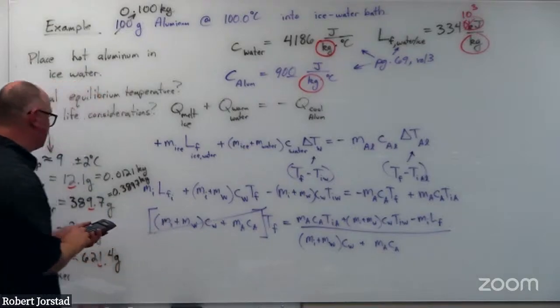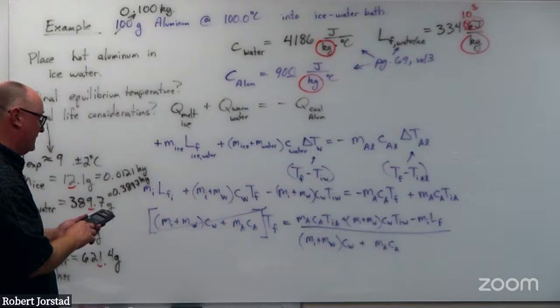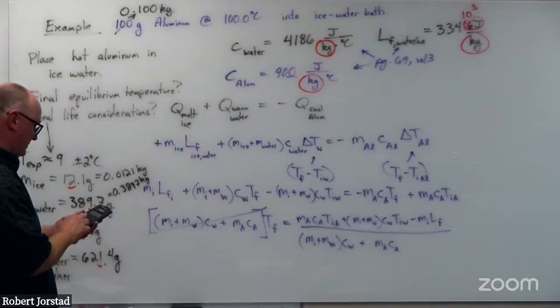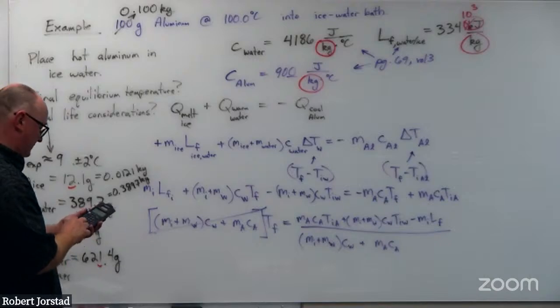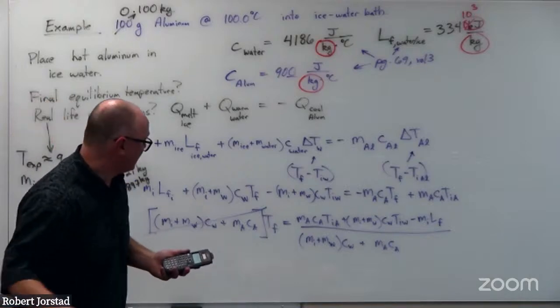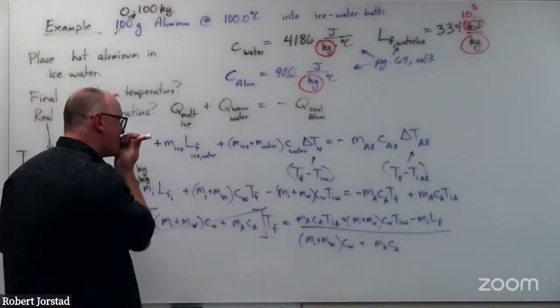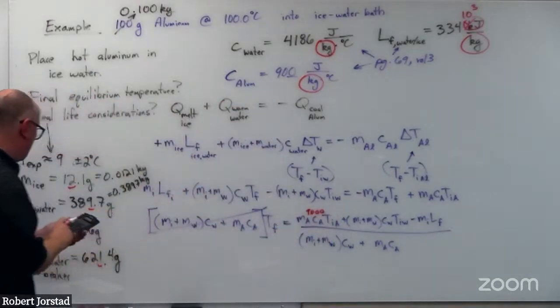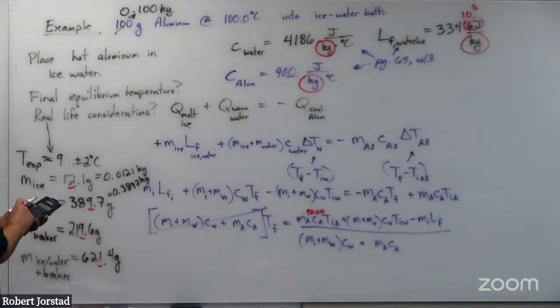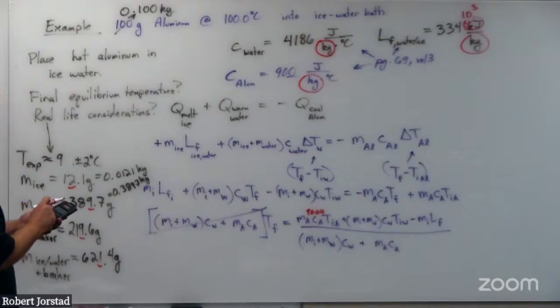So the mass of aluminum was 0.1 times C of aluminum, which is 900, times temperature initial of aluminum, which was 100 as well. So I'm just going to write these in as I go. That's 9,000. Okay, 0.0121 plus 0.3897 should be about 400. Okay, that's this term. Times C_W, which is 4186.